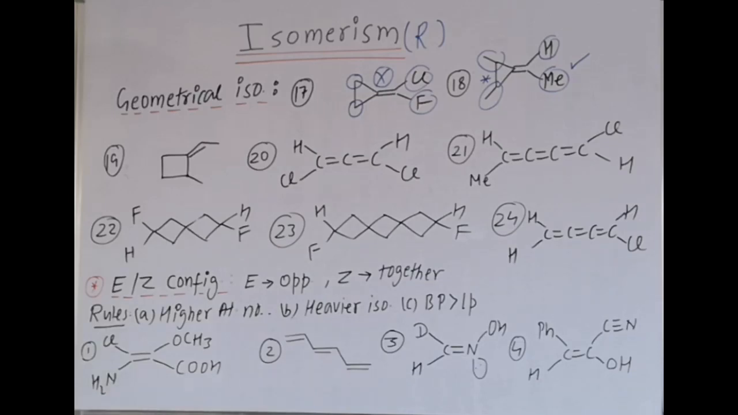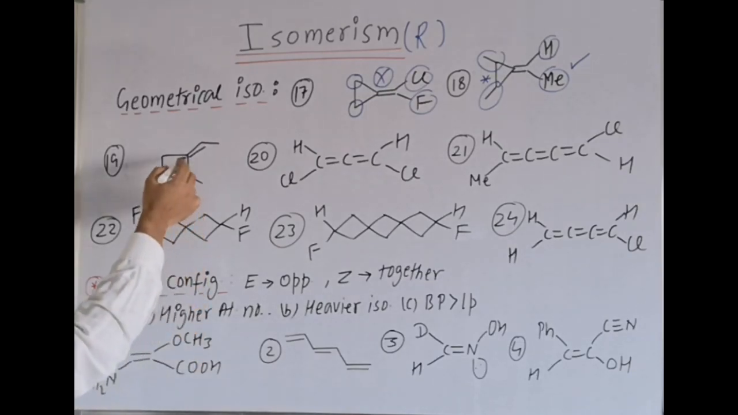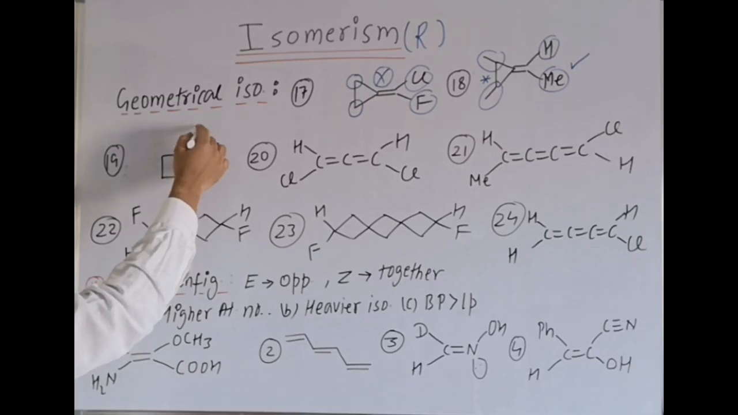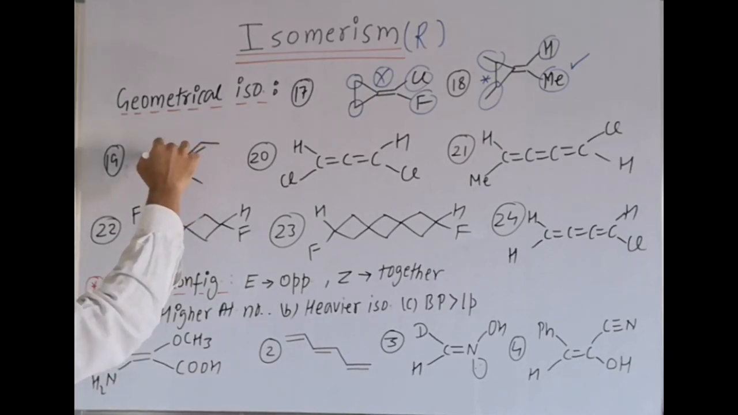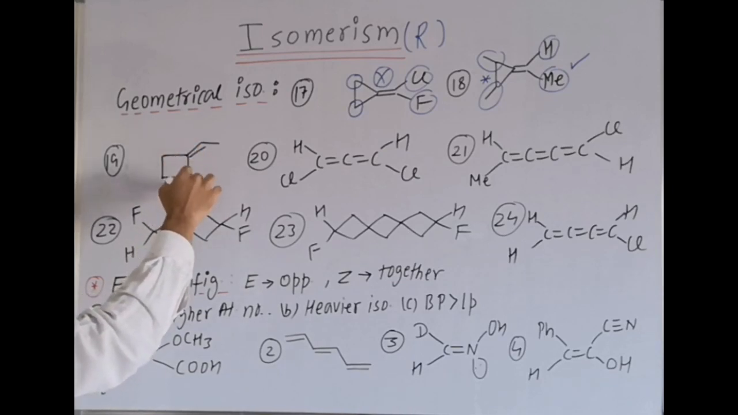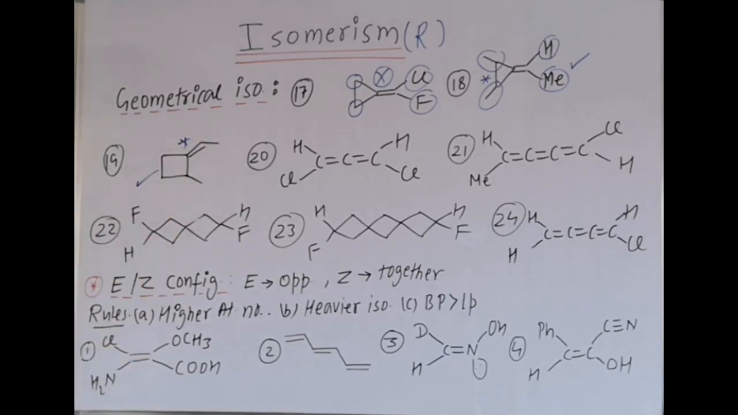Then next is 19th. Here double bond, restricted rotation, carbon is containing H and methyl. Then check with the carbon in the ring. Here there is not CH2, it is CH3. So this will be satisfying the condition.